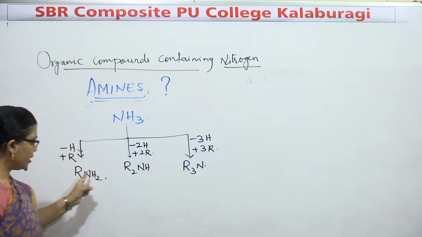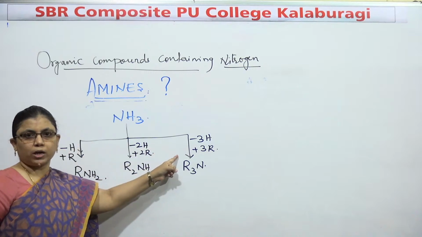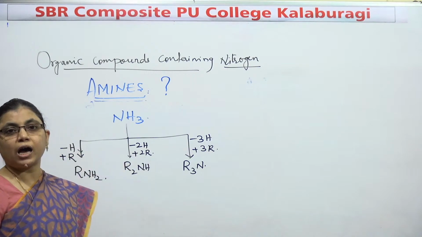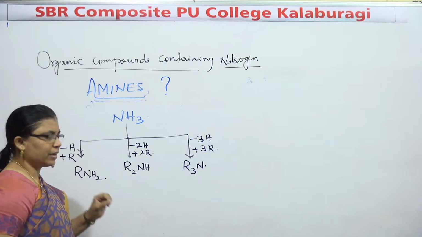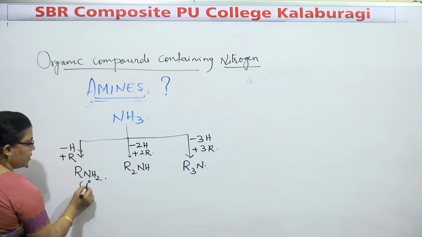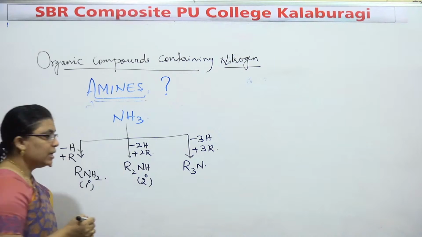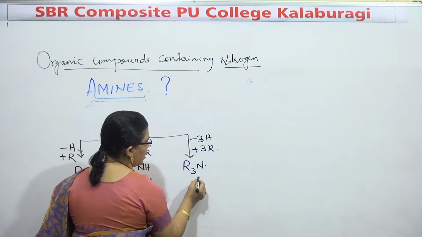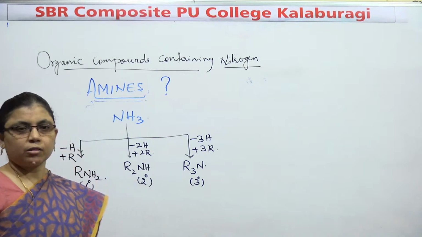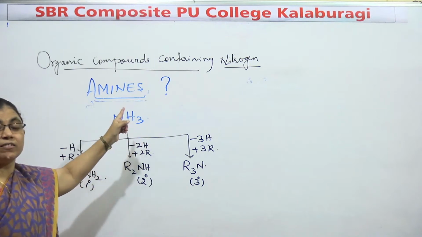That means amines are the derivatives of ammonia where 1, 2 or 3 hydrogen atoms are replaced by the corresponding number of alkyl or aryl groups. We can understand this very easily from the flow chart. In a simple way, whenever one hydrogen atom is replaced, it is called a primary amine. Two hydrogen atoms replaced, a secondary amine. Three hydrogen atoms replaced, they are called what, children? Tertiary amine.